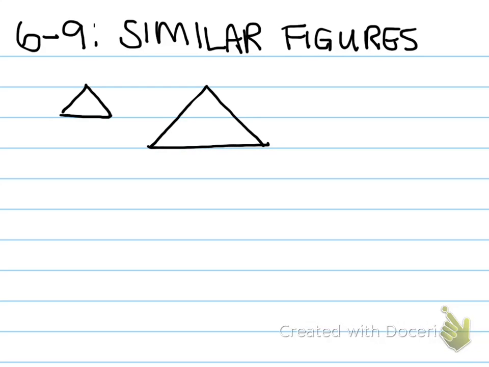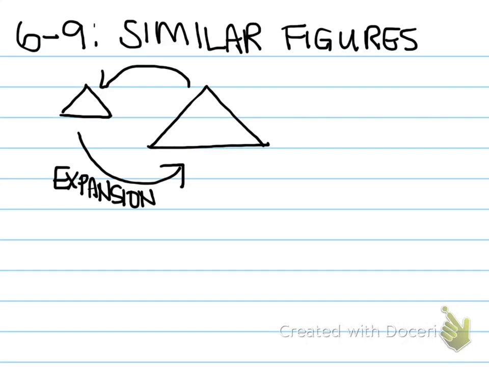So if we look at these two triangles, we would have said that the small triangle, we'll call that our pre-image for now, and the large triangle, our image, underwent a size change. If we went from small to big, we would have called that an expansion. And if we went big to small, we would have called that a contraction. So again, this is all review from 6.7 when we talked about size changes.